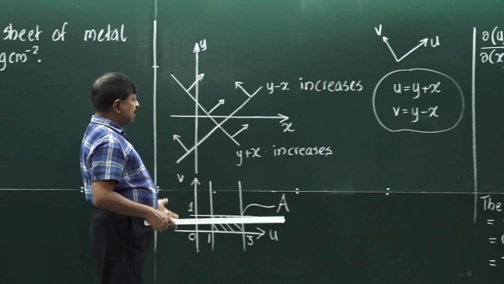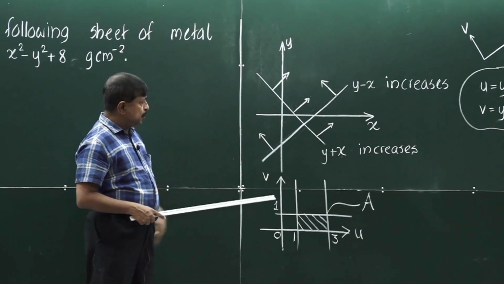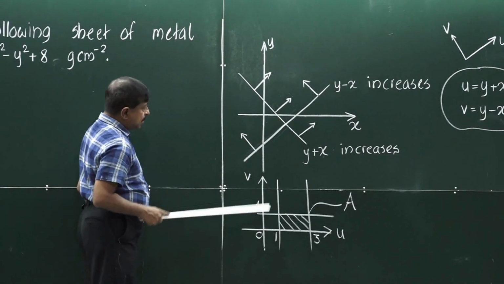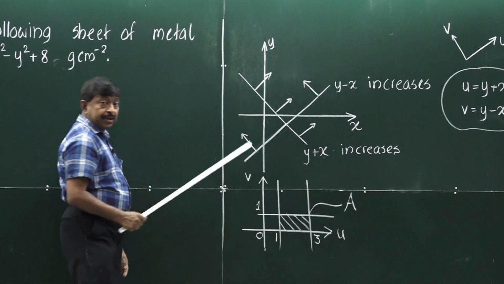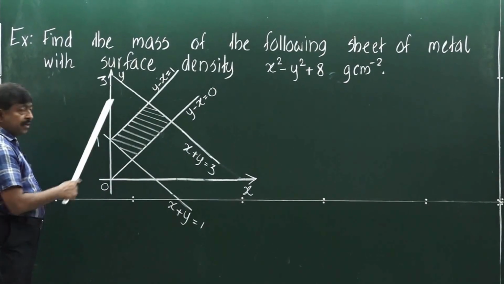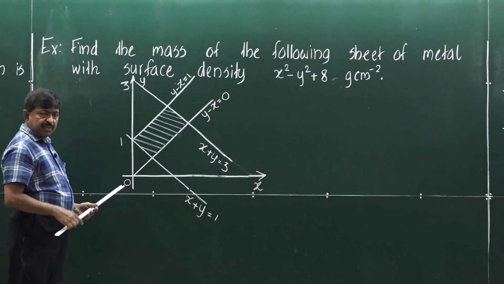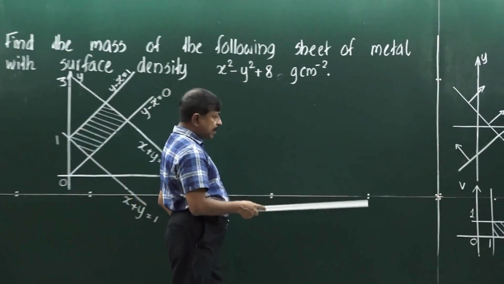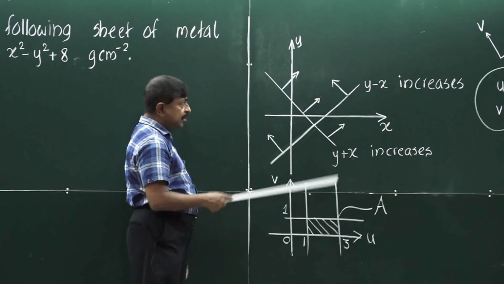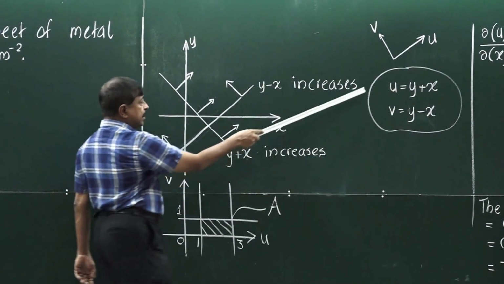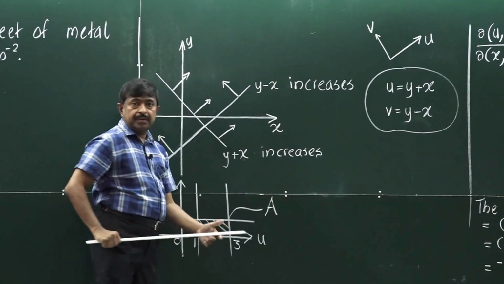Any problem like this can be converted into a new coordinate system, so that you find limits like this. Without this coordinate transformation, if you try to do it, you might end up with 3 double integrals, which might be a little cumbersome. But here it is not like that. You can make your life easier by using a coordinate transformation of this sort.